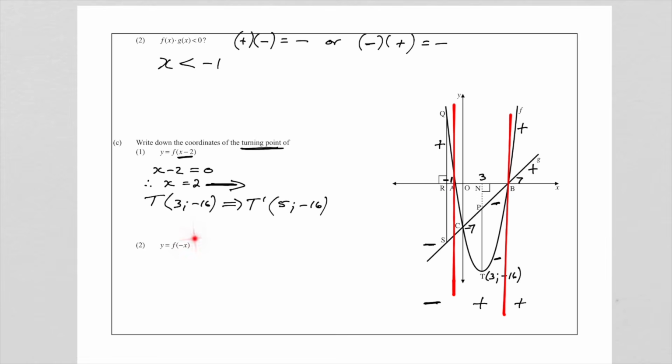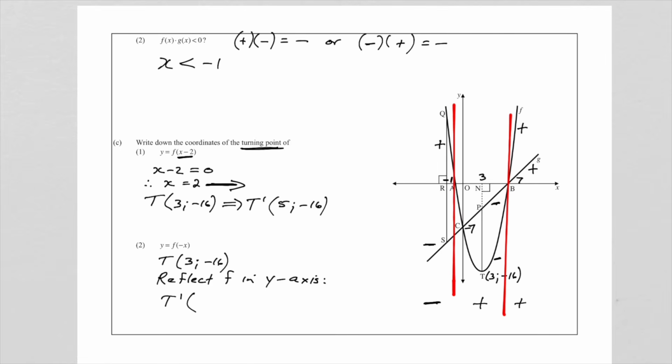Right, let's look at the last question of this example, and that is y equal to f of minus x. So they want the coordinates of the turning point again, and like we said before, we know this turning point is at (3; -16), and now they want us to apply this transformation on it. As you can see, the x now is a negative x. Whenever we change x to a negative x, that means it is a reflection. We're going to reflect this function f in the y-axis.